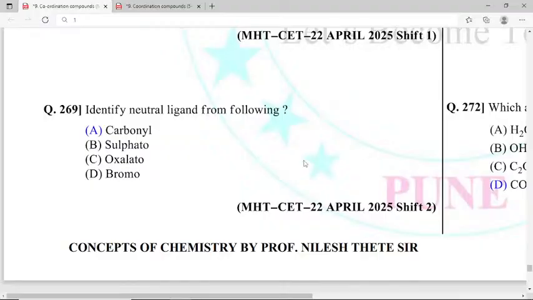Identify the neutral ligand from the following. Carbonyl, CO, is the neutral ligand. Sulfato, SO4 2 minus. Oxalato, C2O4 2 minus. Bromo stands for Br minus.